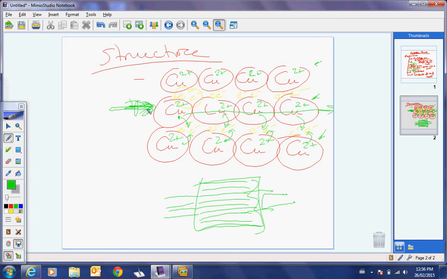So these layers of cations can slide over each other. And that's what makes it malleable. I'll just put an M this time, and ductile. Because actually, if I take the top layer and I slide it and I drop it, it becomes a wire. Okay?